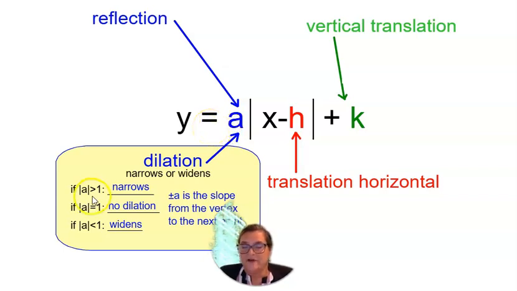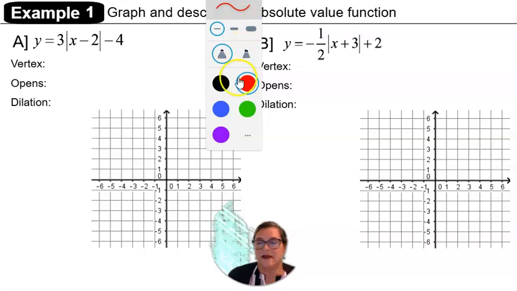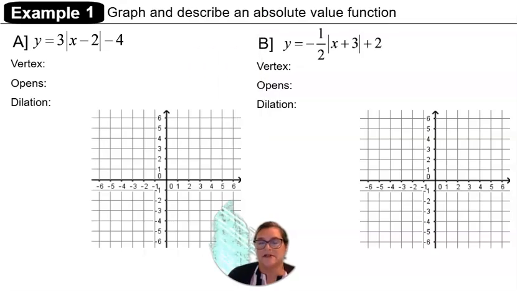When the absolute value of A is greater than 1, that narrows the graph. The V shape will be tall and skinny. If the absolute value of A is equal to 1, there is no dilation. If the absolute value of A is less than 1, so that's a fraction between 0 and 1, then it's going to widen that V shape with a vertical shrink. So let's take a look at example 1 in the notes.